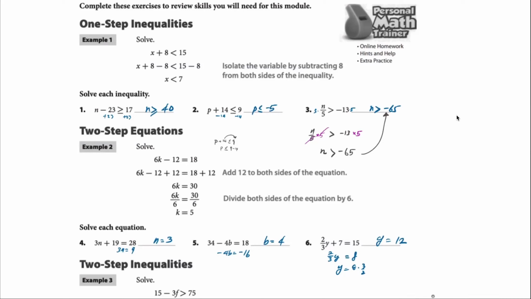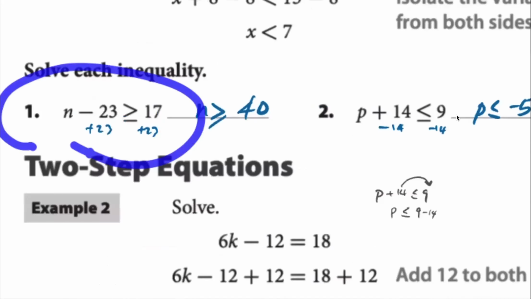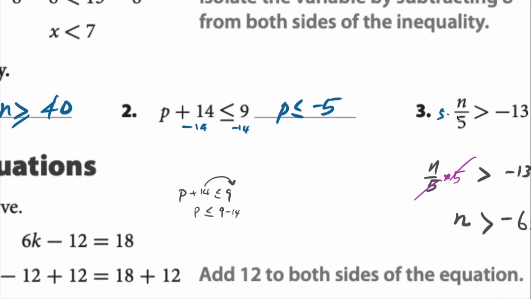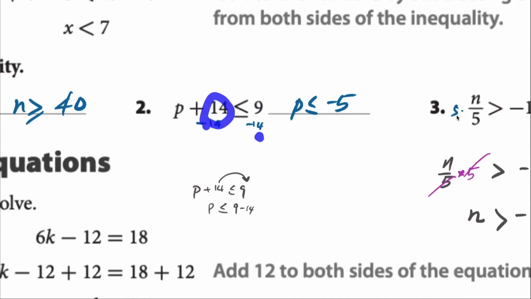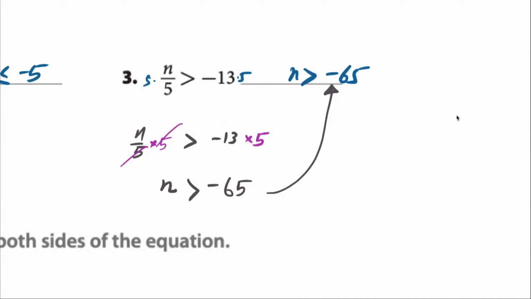So, for example, like in this case, right, we added 23 to both sides, worked out nicely. In this case, we subtracted 14 from both sides to isolate the p. Nothing happened. So this is number 3. We multiply 5 to both sides to get rid of the 5 to isolate the variable n. So those are all very familiar, right?